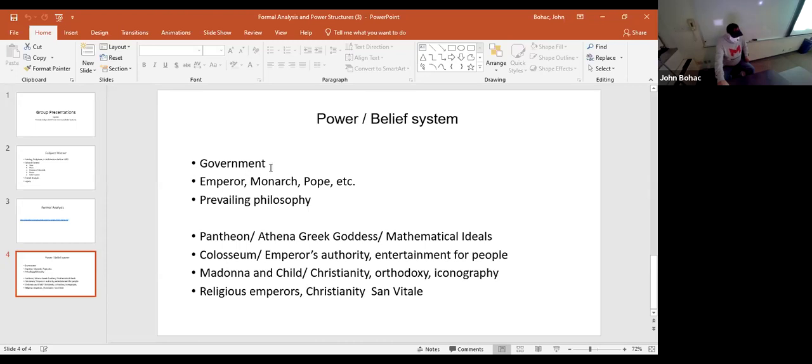All of this artwork that we see, that we'll see in the book, reflects in some ways where the power of that culture lies. And so I put government down there, but the government could be an emperor, a king, a pharaoh, a pope, etc. And typically there is a prevailing philosophy.